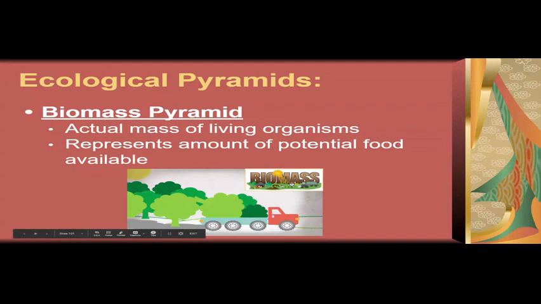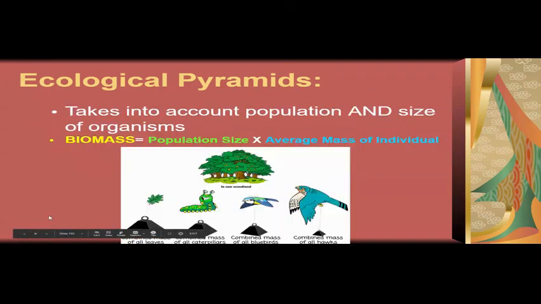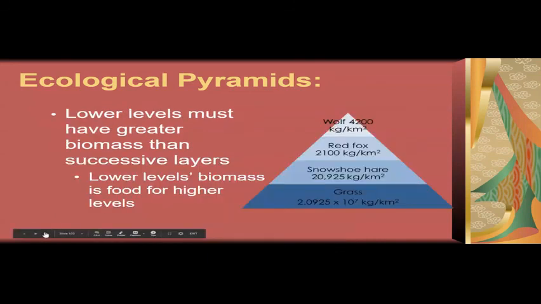The third kind of ecological pyramid is a biomass pyramid. A biomass pyramid is the actual mass of living organisms, and it represents the amount of potential food available. Biomass takes into account population and the size of the organism. So biomass would equal the population size times the average mass of an individual. Lower levels must have greater biomass than successive layers. Lower levels' biomass is food for the higher levels.